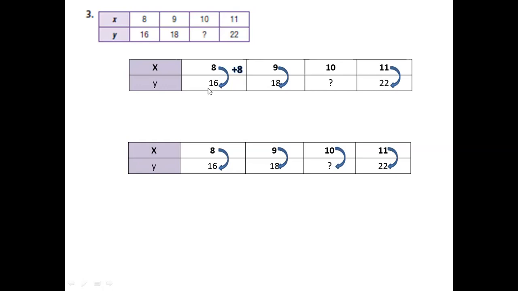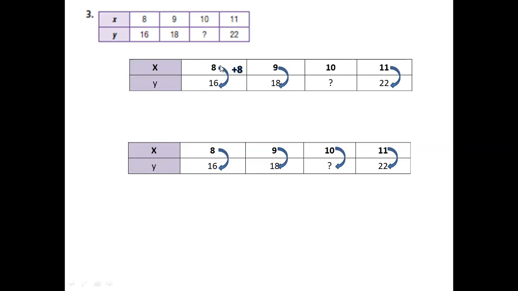Now first let's find out how the 8 became 16. And what did I tell you in the previous slide? I told you if the value of x is less than y, it has to be either plus or multiply. So we are going to be using either plus or multiply in this table. So first let's find out how this 8 became 16.